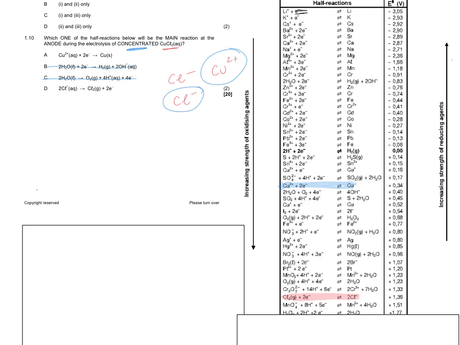We found them both, which is great. This one is going that way, and this one is going that way. We started with Cl- and Cu2+. So Cu2+ is becoming copper, and Cl- is becoming Cl2. They ask which reaction is going to be the main reaction happening at the anode.